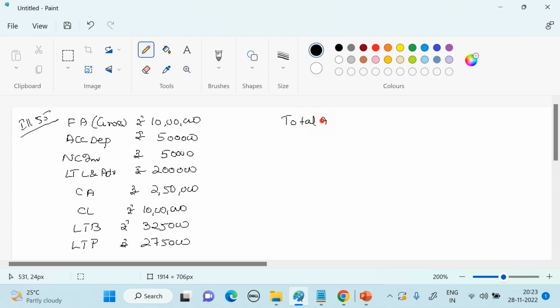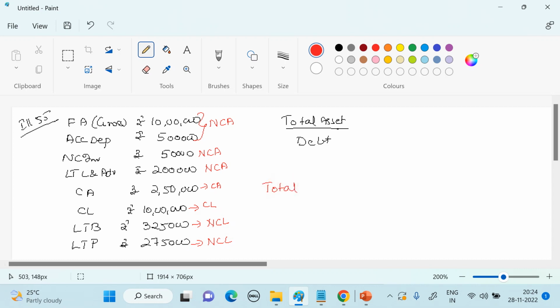So total assets divided by debt. Now, so many amounts are given. Don't worry. First classify them. Fixed asset minus accumulated depreciation is part of non-current asset. Non-current investment is non-current asset. Long-term loan and advance, non-current asset. Current asset is given to us here. Current liability given here. Long-term borrowing is non-current liability. Long-term provision is non-current liability. Now using this information we will calculate.